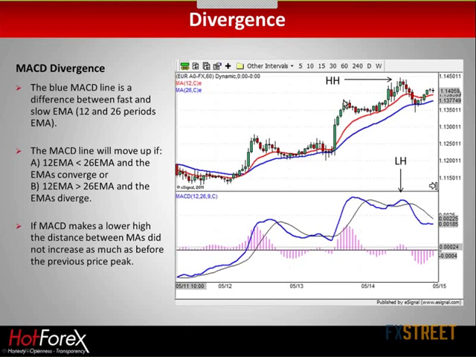Here's the peak one, and as you can see, price rocketed higher, and the difference between those two moving averages increased quickly. So MACD went up quickly. Then the next one, just before this high here, there wasn't much increase in the distance between them, just a little bit there. And that's why we got a lower high.